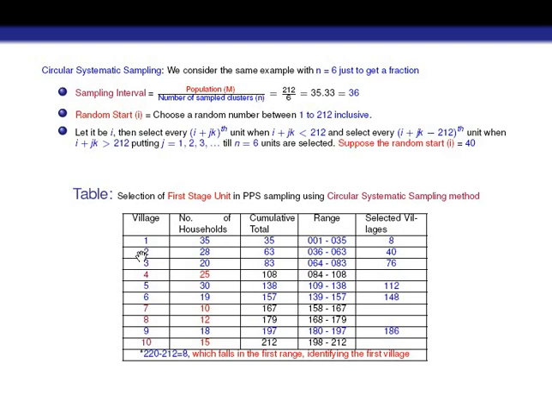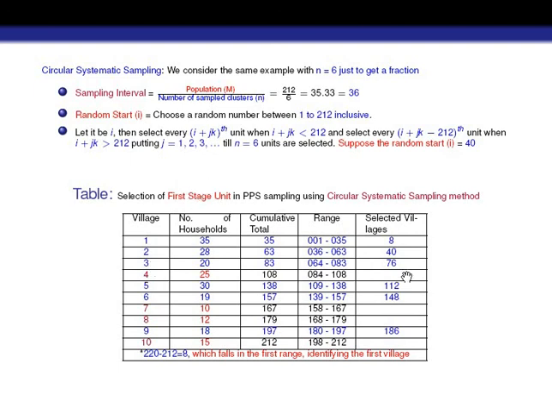After getting this, what do we do? We just add our sampling interval to 40 to get our next unit. After adding 36 to 40, we get 76, which lies in the range 64 to 83. That means we get cluster 3 as one of the units in our first stage unit.